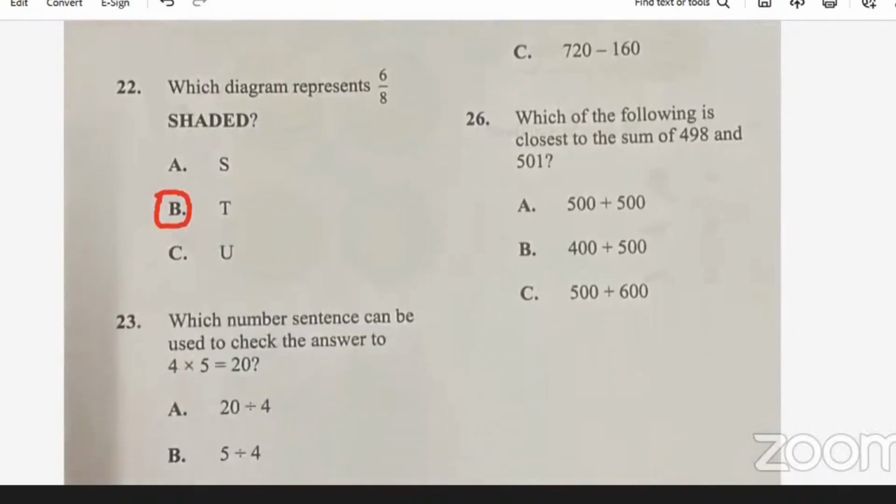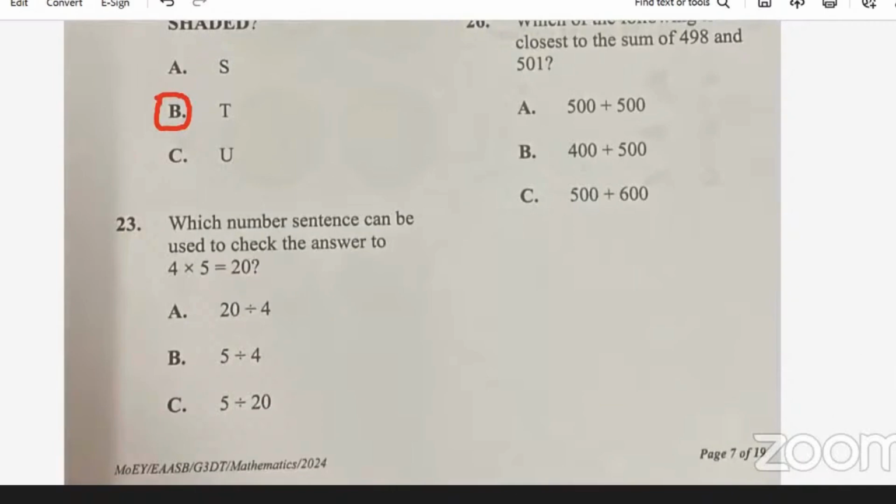All right, question 23. Which number sentence can be used to check the answer for 4 times 5 equals 20? All right, so what could be used to check? Since we multiplied 4 times 5 to give us 20, we can divide. It could have been 5 that we used to divide 20, but no, they have used 4. So the answer is 20 divided by 4.